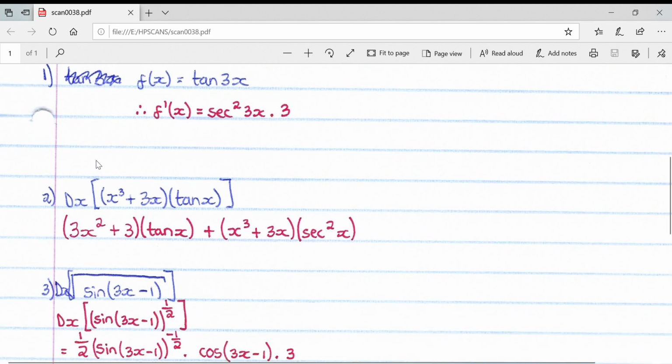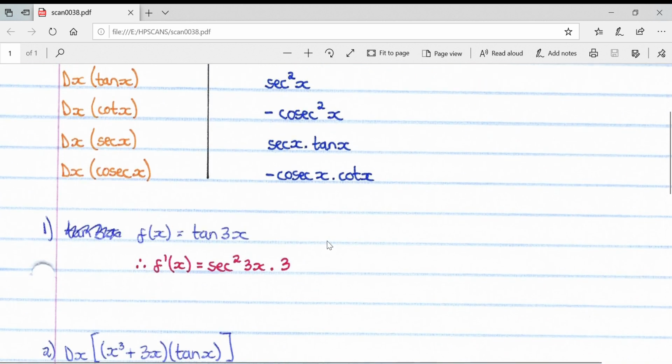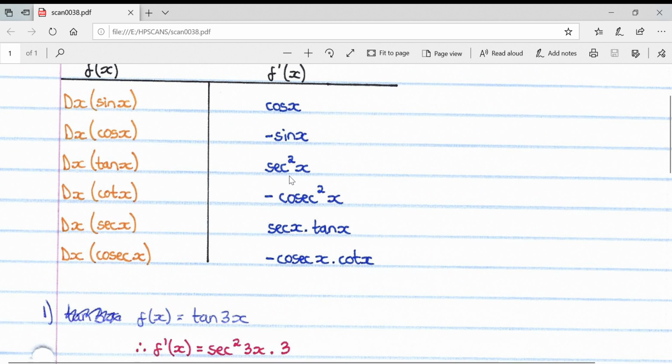Then if we move on to the second example, it's asking us to derive x cubed plus 3x multiplied by tan x. We can immediately see that we need to use the product rule here. So we drop that down, we derive the first term. So 3x squared plus 3 coming from the first bracket, derivative of the first bracket, multiplied by leave the second, which is tan x, plus leave the first, we take the bracket there, leave the first, multiplied by the derivative of the second. Derivative of tan x is sec squared x, which you can see in this table.